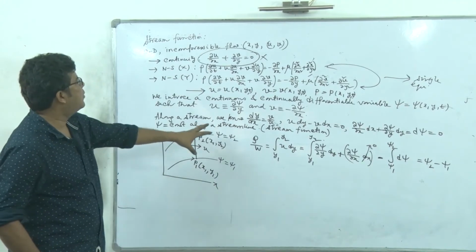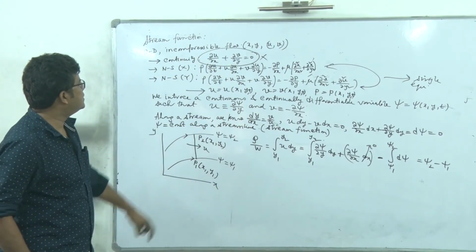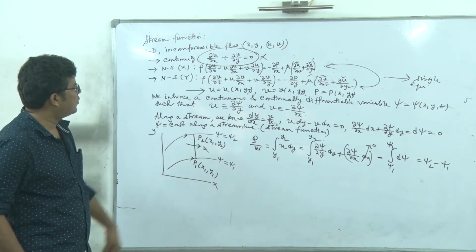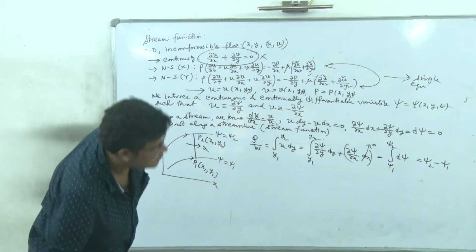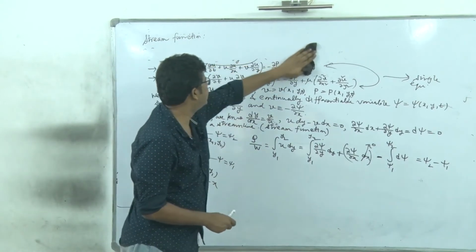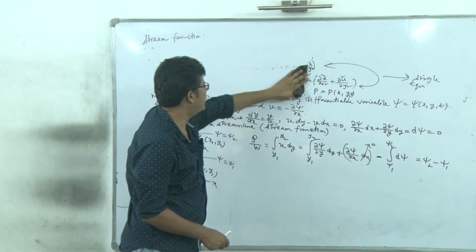So our next point is how to write the Navier-Stokes equation, combining into a single equation. So we will now try to write the Navier-Stokes equation in terms of the stream function.